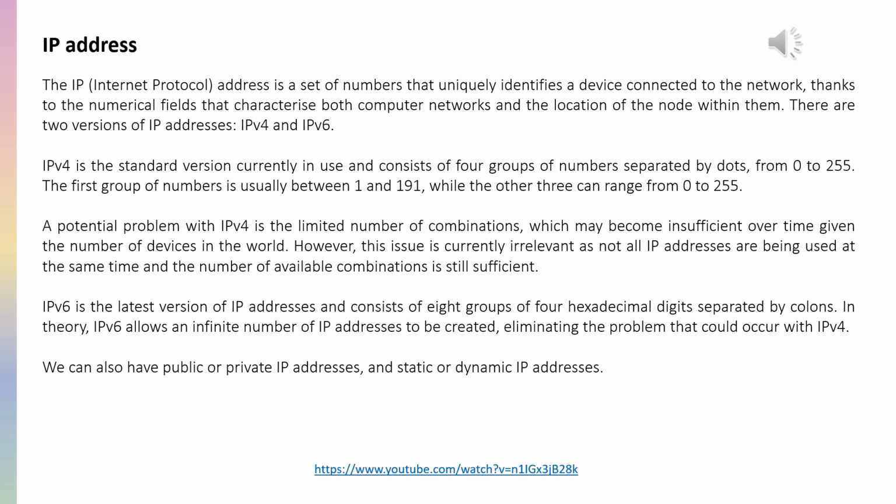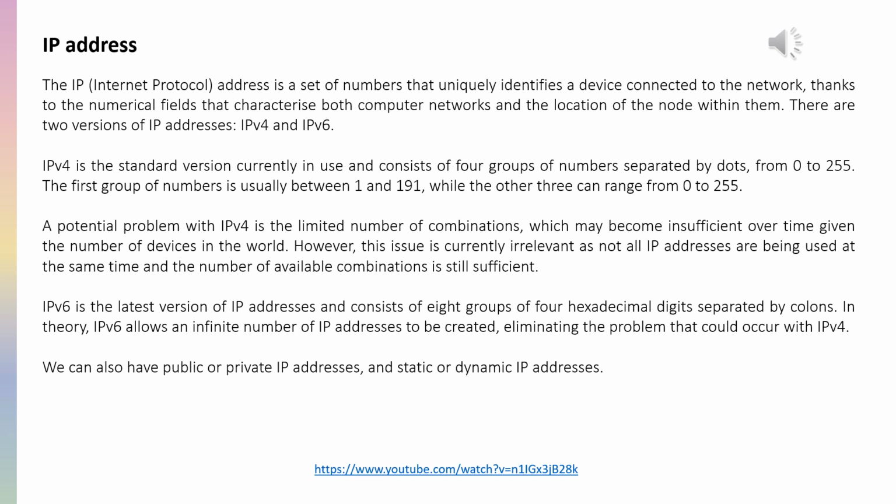The IP, or Internet Protocol address, is a set of numbers that uniquely identifies a device connected to the network, thanks to the numerical fields that characterize both computer networks and the location of the node within them. There are two versions of IP addresses, IPv4 and IPv6.